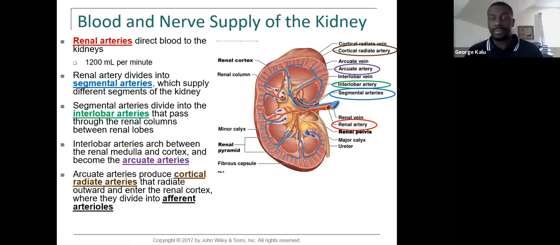Now, the cortical radiate arteries will divide even further into the afferent arterioles. So we're starting with the renal artery, which branches into the segmental arteries. The segmental arteries branch into the interlobar arteries. The interlobar arteries arch over the renal pyramids and form the arcuate arteries. The arcuate arteries radiate outwards and form the cortical radiate arteries. And from there, these cortical radiate arteries form the afferent arterioles.